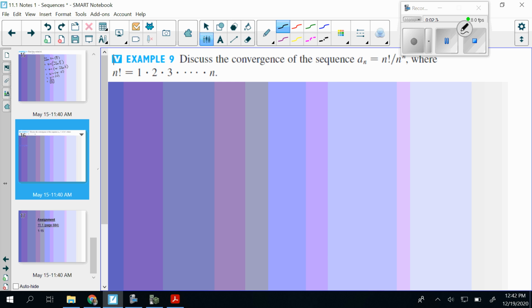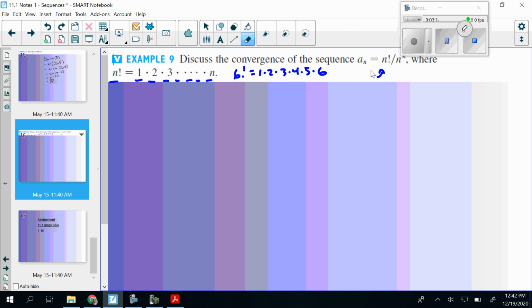Discuss the convergence or divergence of this sequence. I threw this one in there because this is something you'll see throughout the year. We talked about this before when you did a little bit of probabilities, called factorial. So n factorial, recall, is equal to multiplying the numbers from 1 all the way to whatever that n is. So 6 factorial is equal to 1 times 2 times 3 times 4 times 5 times 6. And we'd stop there because that's the number we're taking the factorial of.